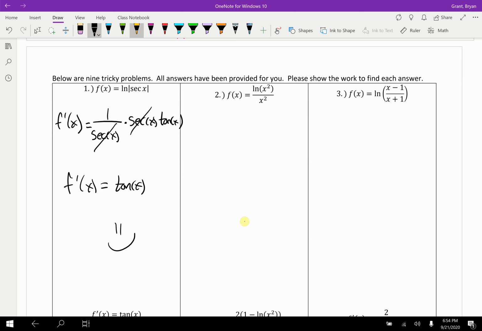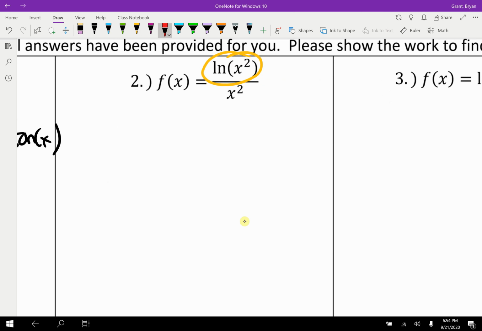All right, next one. Let's see. I see one function divided by another. I think this means the quotient rule. So we have our top function and our bottom function. And my colors did not catch up, so second try. Catch up, red, get it. Cool. Better than mustard. Top function.